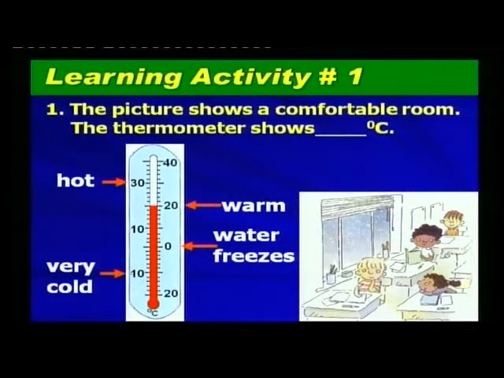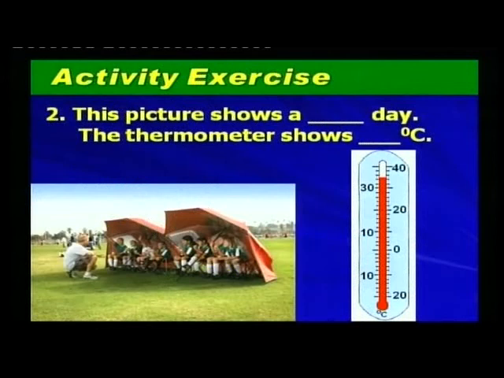You have a few learning activities that you will be doing now in your exercise book as part of your activity or practice. You have the second exercise there. This picture shows what type of day? Is it a hot day, a cold day, or a warm day? The picture will tell you the type of day, and I'd like you to get me the temperature reading from the thermometer. I will give you 2 minutes to at least write the answer down.